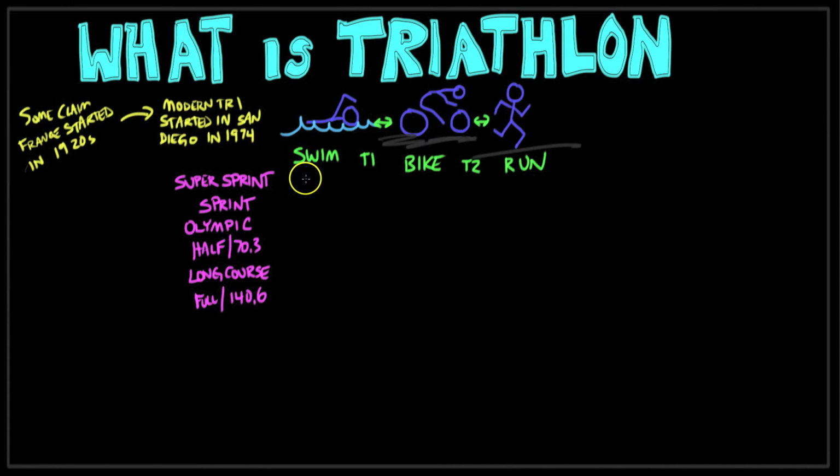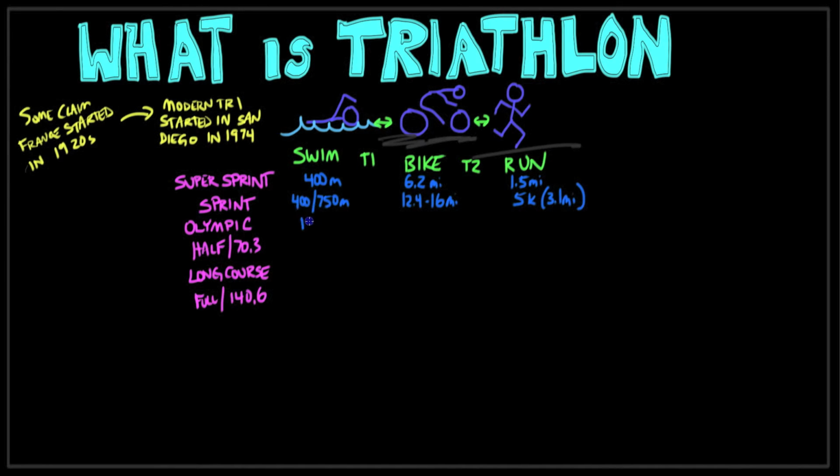Super sprint is the shortest. The swim is the distance around a high school track once, that's 400 meters. The bike is a 10K, 6.2 miles. And then the run is 1.5 miles, or 6 times around a high school track. Sprint distance, we'll have a 400 to 750 meter swim. Sometimes it's half a mile. For the bike, it'll be about 12.5 to 16.5 miles. Then the run is a 5K or 3.1 miles.